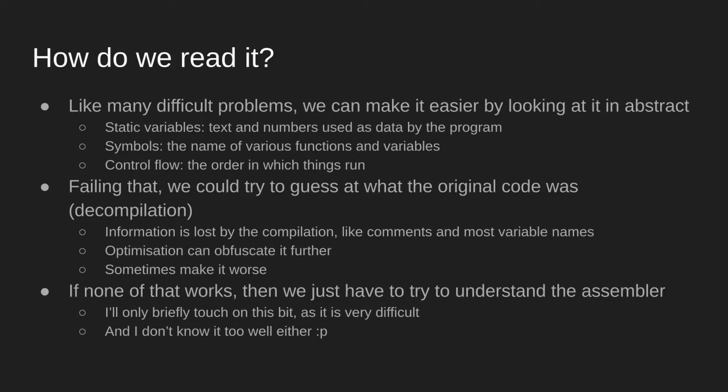If we fail with that, we could try using tools to guess the original code. Unfortunately, these tools aren't perfect, as we lose all the comments and pretty much all the variable names with compilation. The compiler also often rewrites bits of the code to make it run faster, which can make it very difficult to understand what it was originally intended to do. And decompilers are automated, and so sometimes their solutions are incredibly convoluted and confusing, and make it even harder to understand than just the assembler itself.